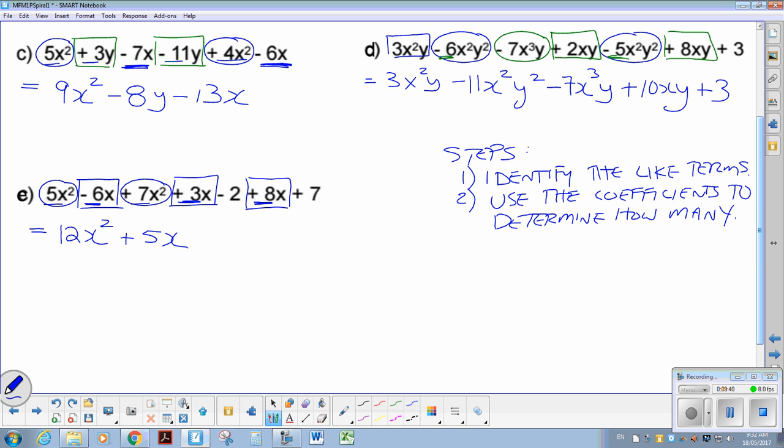Then my last set of like terms are just numbers. I have a negative 2, and I have a 7. So if I combine those numbers together, negative 2 plus 7 gives me plus 5.